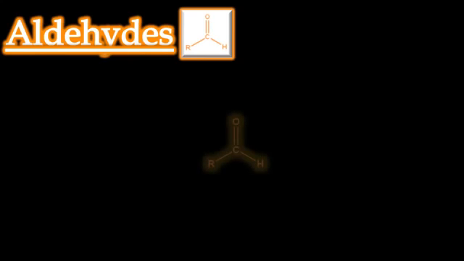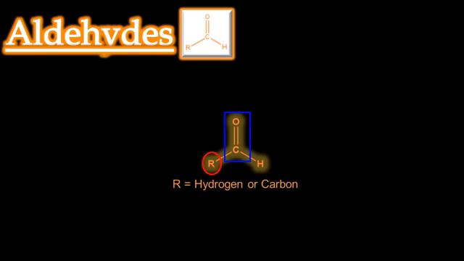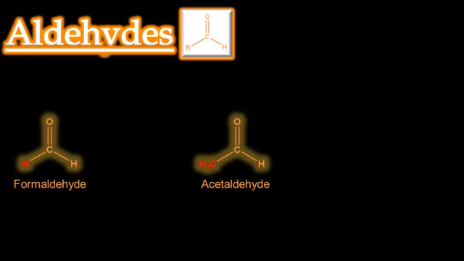Aldehydes. Aldehydes consist of a carbonyl group which is bonded to a hydrogen and a carbon or hydrogen. Some examples of aldehydes include formaldehyde, which is the simplest of all aldehydes and features a central carbonyl bonded to 2 hydrogen atoms. If one of these hydrogens is replaced with a methyl group, then acetaldehyde results.